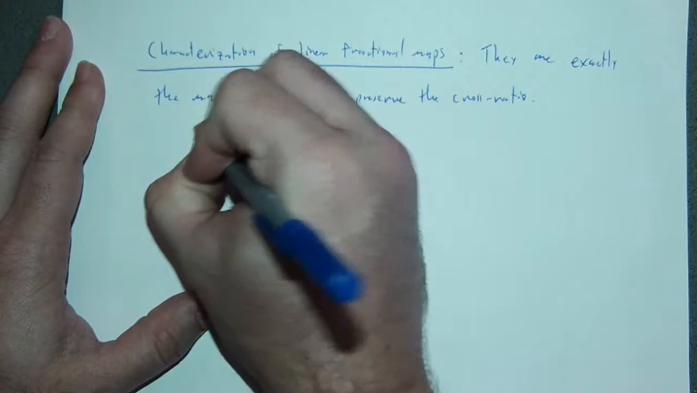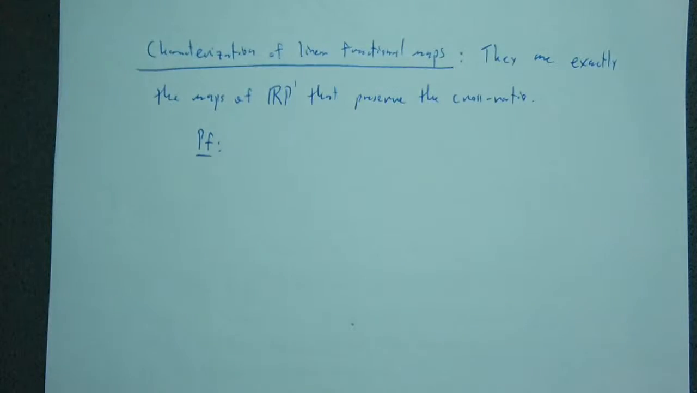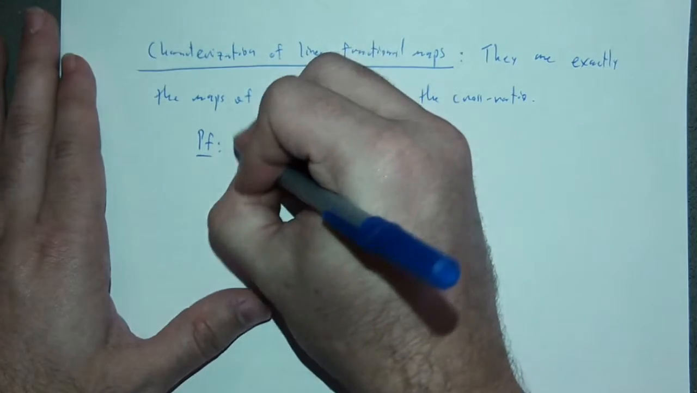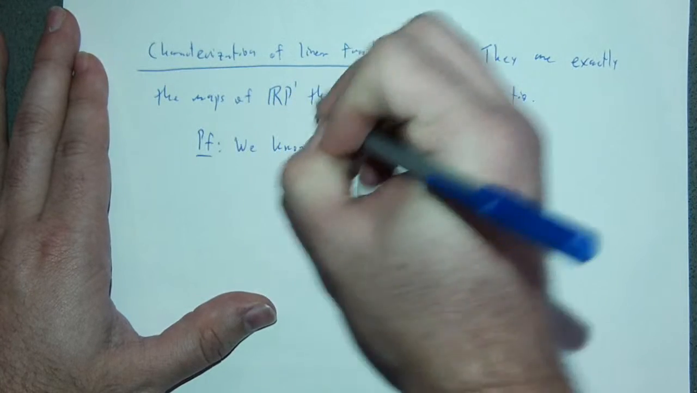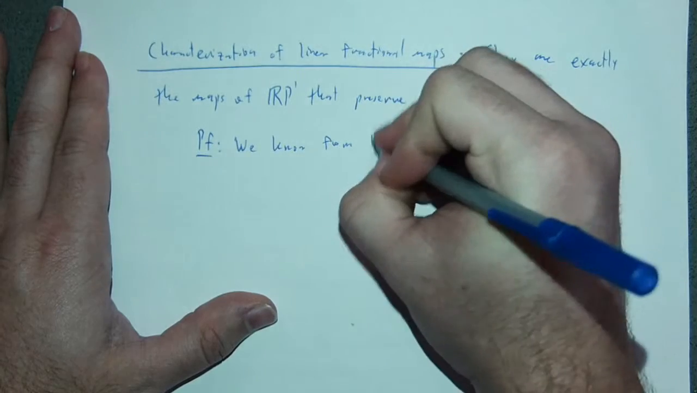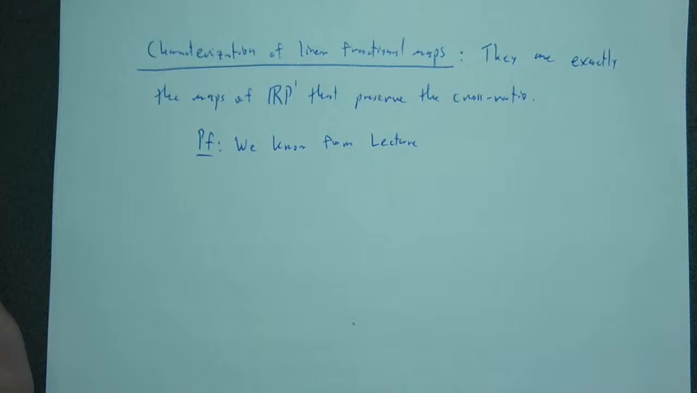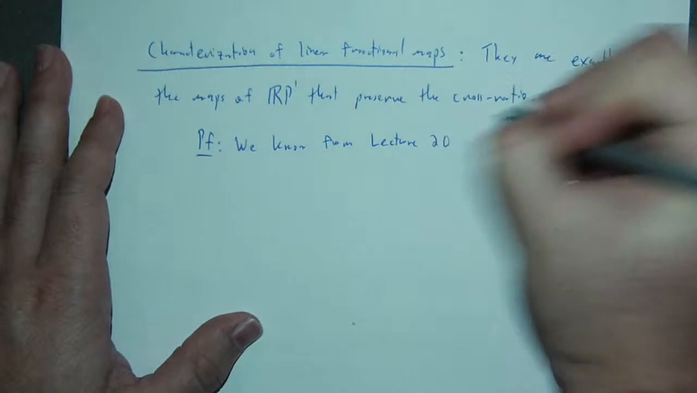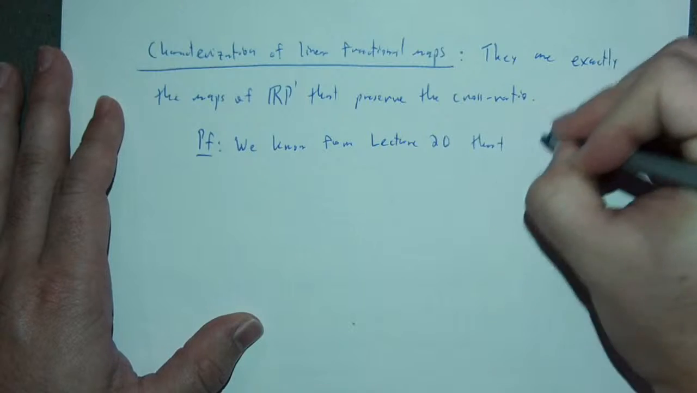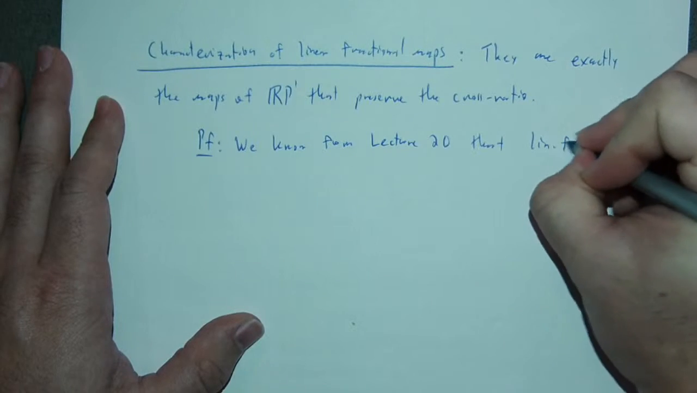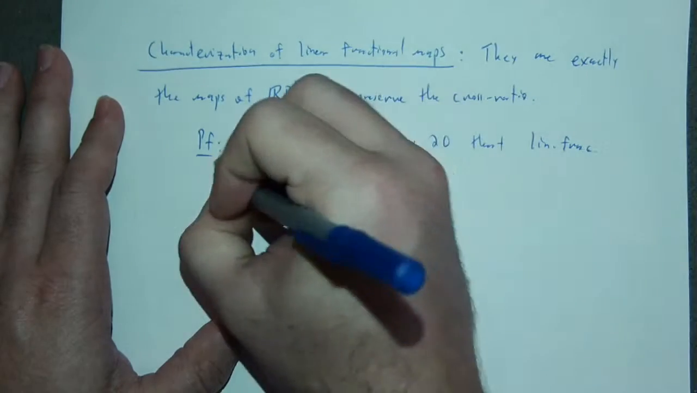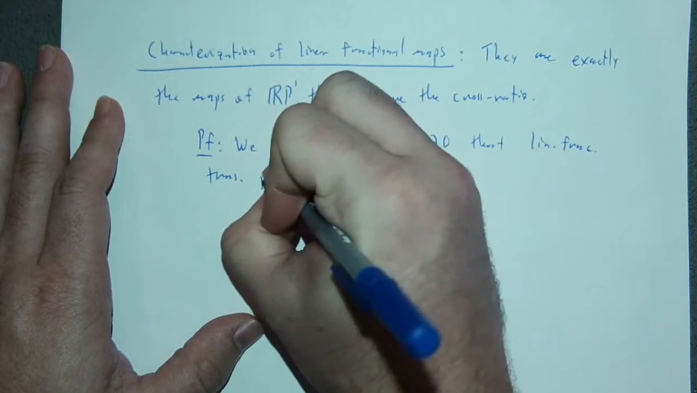Okay, so let's prove this, that anything we get here is a linear fractional transformation. So we know from Monday's lecture was what? Lecture 20. Oh man, this is meta. I'm referencing the actual lecture number. So we know from lecture 20 that linear fractional transformations preserve the cross ratio.